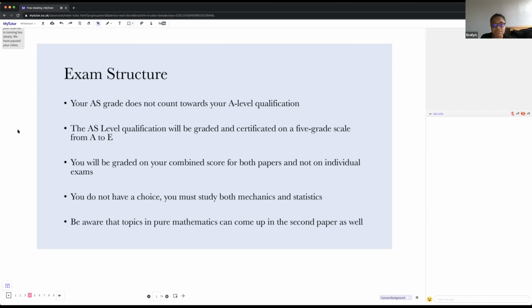You'll be graded on your combined score between both of the papers, not on the individual exams. So you take 2 papers, you will not get a grade for paper 1 and paper 2. You'll just get a grade for the combined score. So you have to do very well in both to get a very high score.